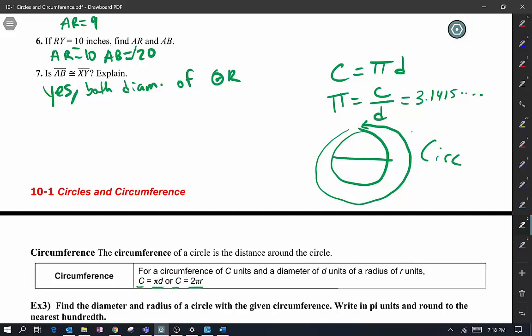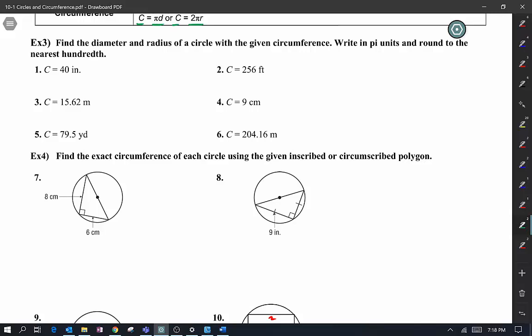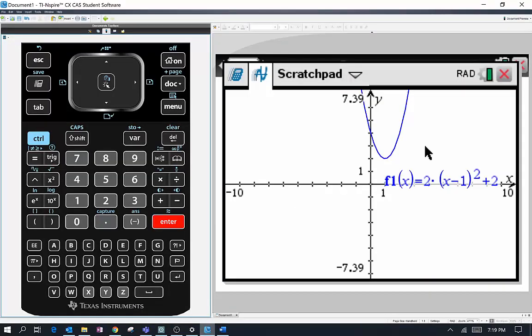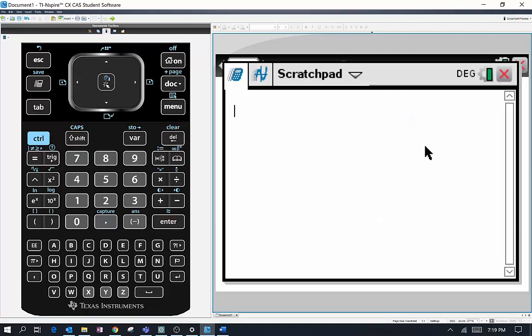Pretty neat. All right, circumference is 40. Find the diameter and the radius of the circle given the information. Well, we know circumference equals pi d. So if the circumference is 40, then 40 equals pi d. So d must equal 40 over pi. We're going to write these in pi units, and on your homework you're going to have to get out a calculator and figure out what 40 divided by pi is.